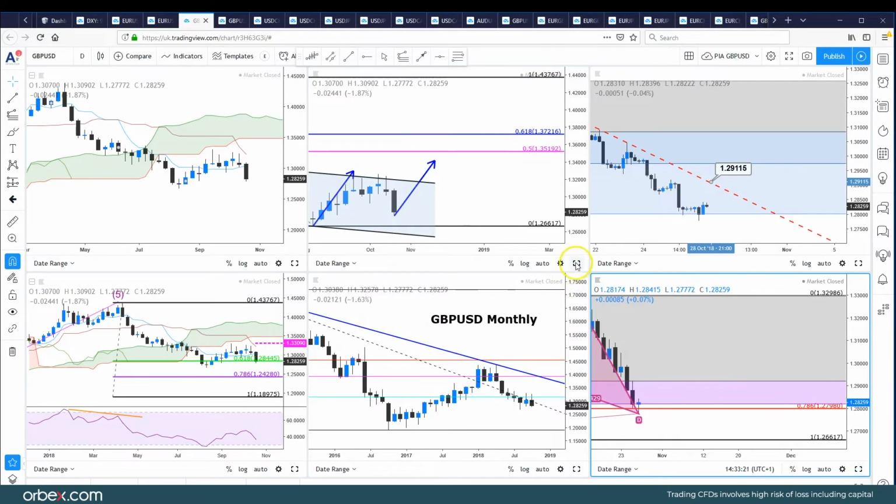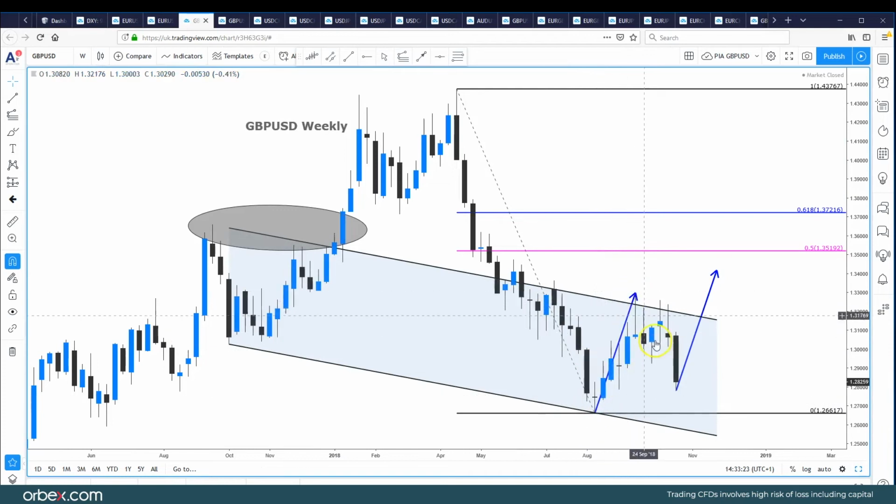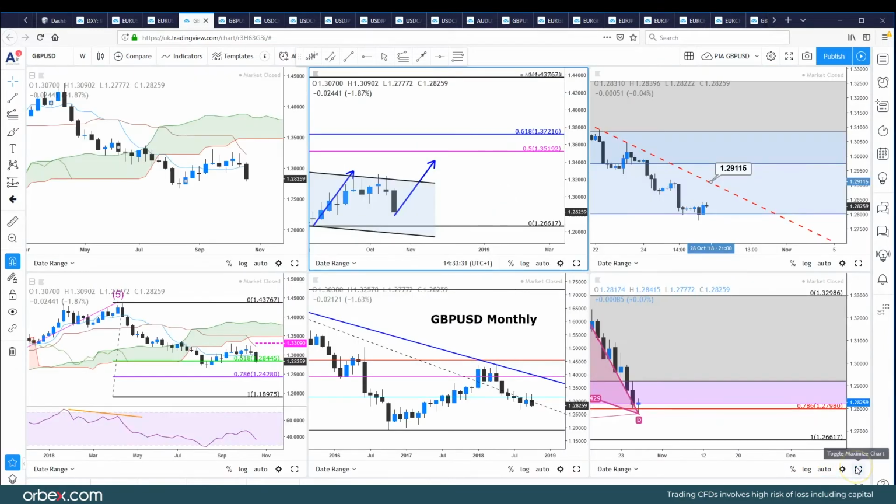If we go to here, we're looking at this AB CD formation target, which is around about 134, the figure. So again, we're bullish. There's scope for a mild correction in early trading on Monday, but that's all we think it's going to be.